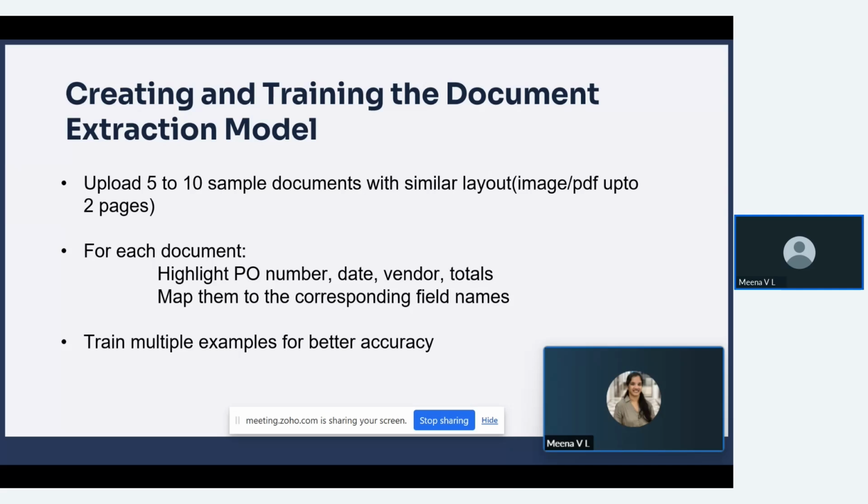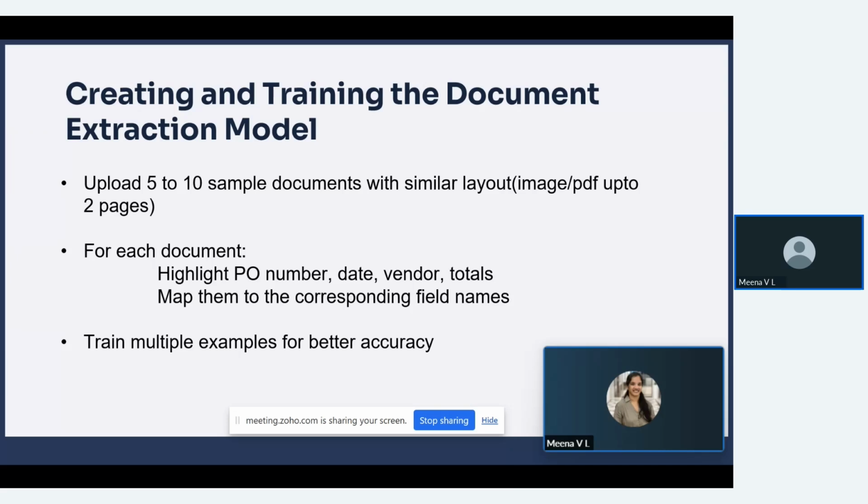There is a limitation that the PDF should be up to 2 pages, not more than that. If it is an image, then it will allow you to upload an image. For every document that you are uploading, and right now we are going to upload 5 documents for the demo purpose, you are going to highlight the fields that you want to capture, and then you map them against a certain field where you're going to save it.